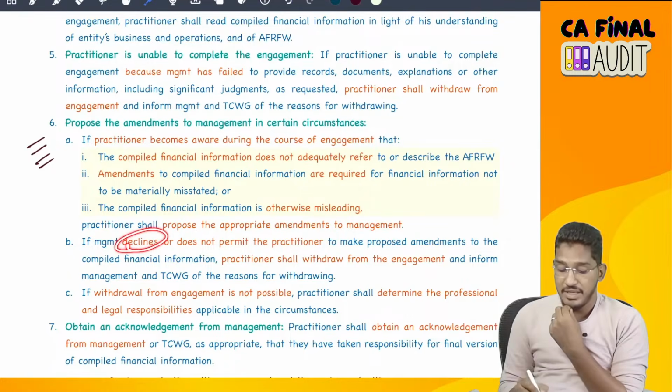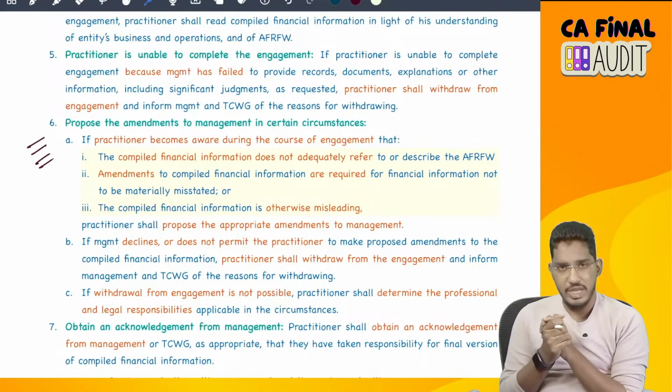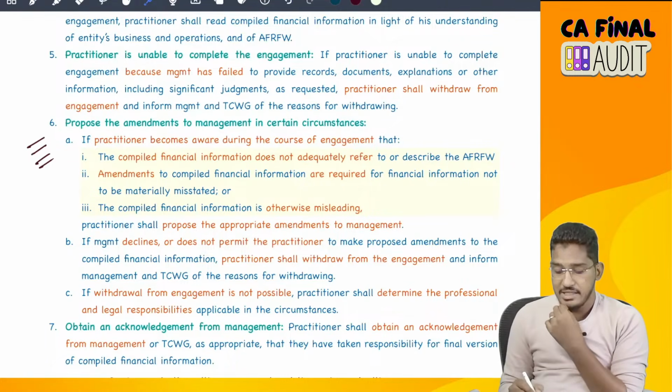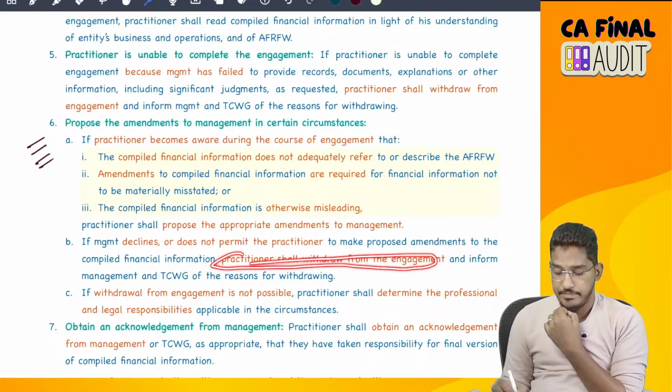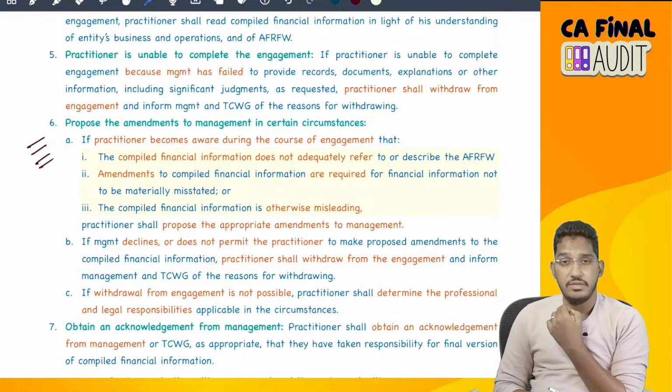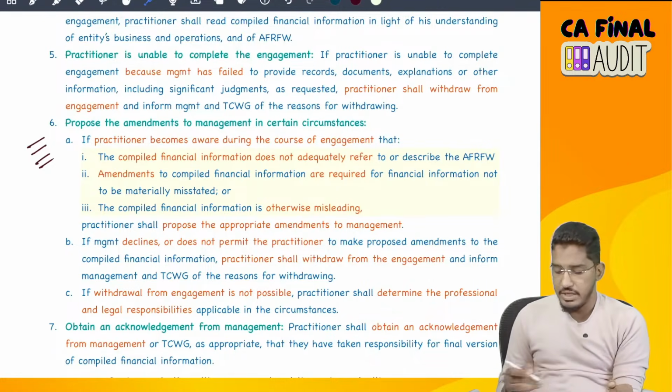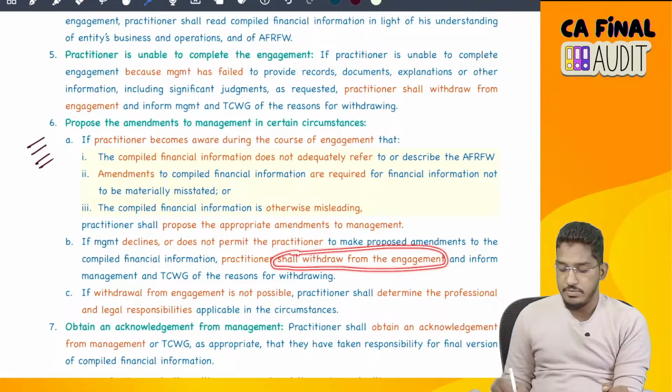If the management makes the corrections, okay, but in case the management declines or does not permit the practitioner to make the proposed amendments, then what the standard has suggested is to withdraw from the engagement. In that case, you should withdraw from the engagement. You are giving instruction, but they are not following. I am asking to make the changes, but they are not making the changes. Then you should withdraw from the engagement.